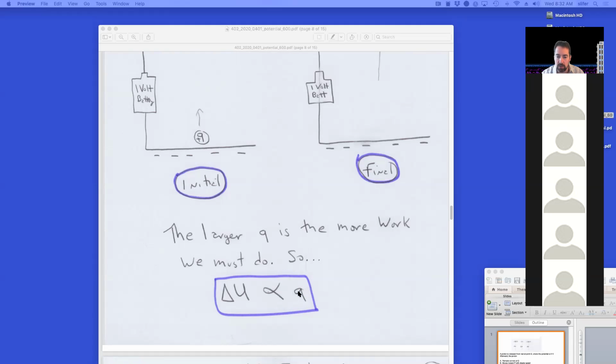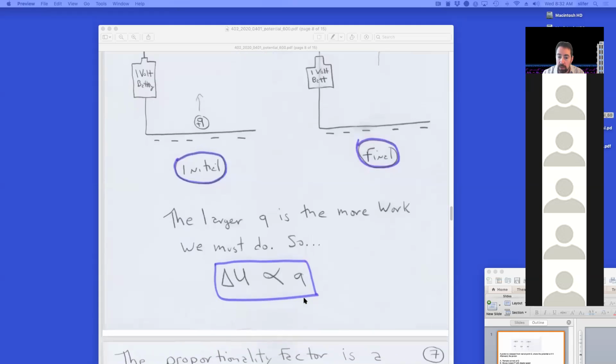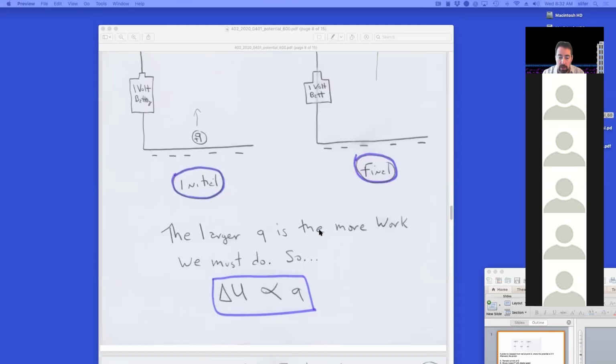This is not a 9, it's supposed to be a small q. It's the amount of charge on whatever this object is. So the potential energy is going to be proportional to the amount of charge. That's my first conclusion.